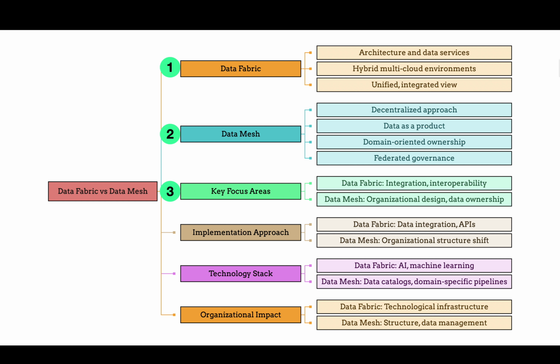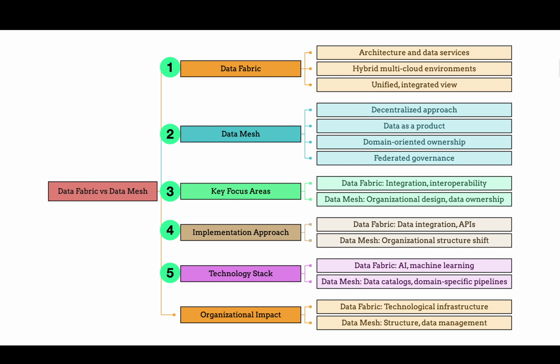3. Key focus areas. Data fabric focuses on integration and interoperability of data across various platforms. Data mesh emphasizes organizational design and domain-oriented data ownership and architecture. 4. Implementation approach. Data fabric is implemented through technologies like data integration, APIs, and middleware. Data mesh relies on a shift in organizational structure, where cross-functional teams own and provide data as a product.